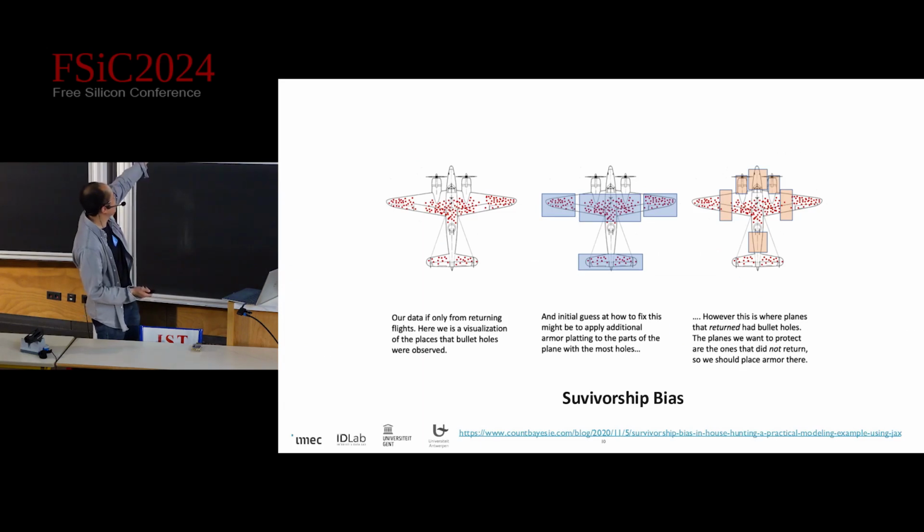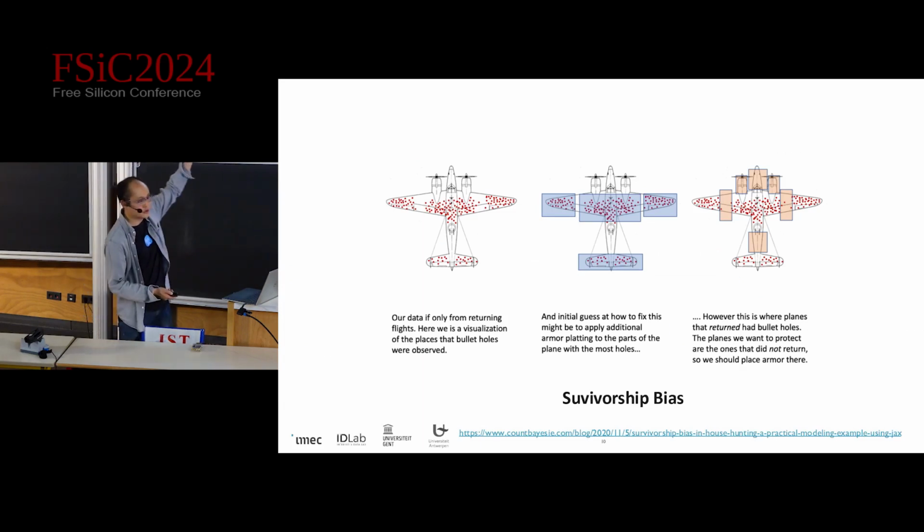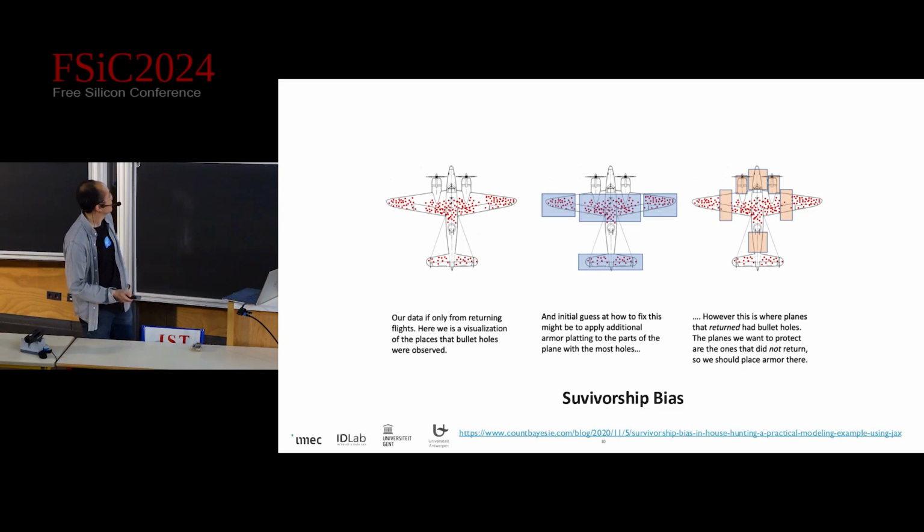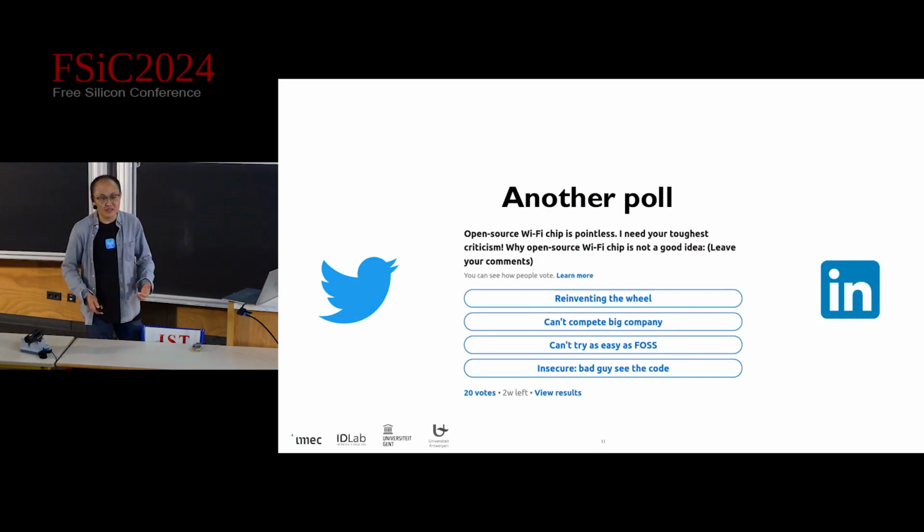On Twitter, more people joined the poll. But we all know about survivorship bias, right? Should we protect the bullet hole area or the non-bullet hole area? So I initiated another poll: why we don't need an open source Wi-Fi chip.